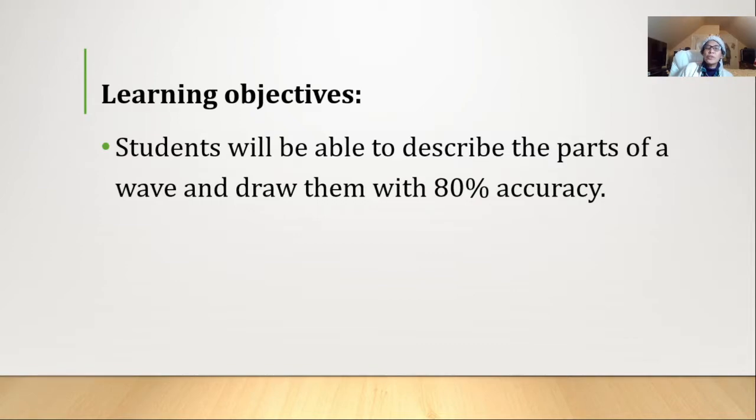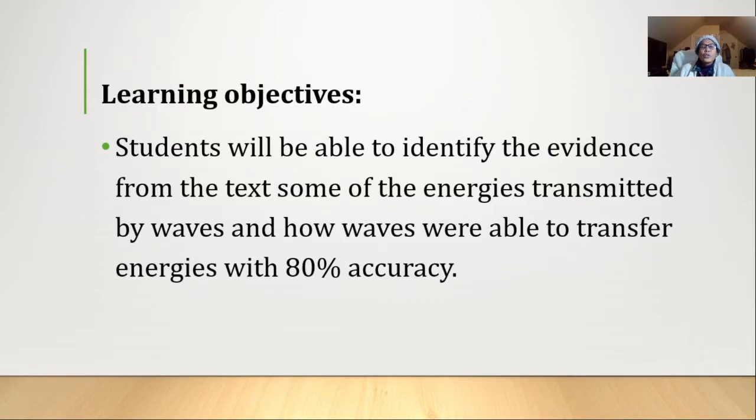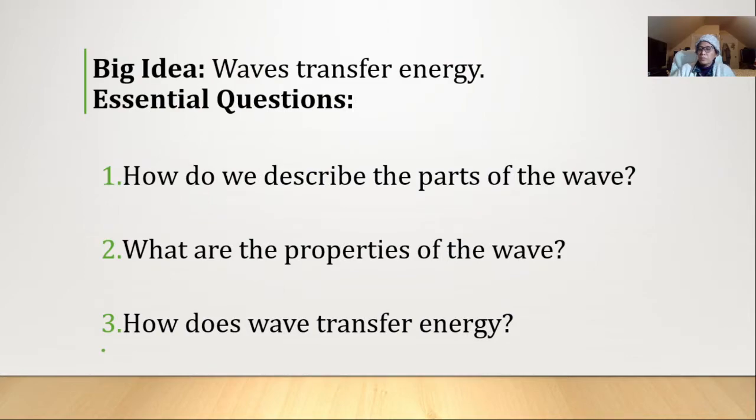Learning objectives: students will be able to describe the parts of a wave and draw them with 80% accuracy. Students will be able to draw, label, and describe properties of a wave with 80% accuracy, and students will be able to identify evidence from the text of some of the energies transmitted by waves, and how waves are able to transfer energies, with 80% accuracy. The big idea: waves transfer energy.